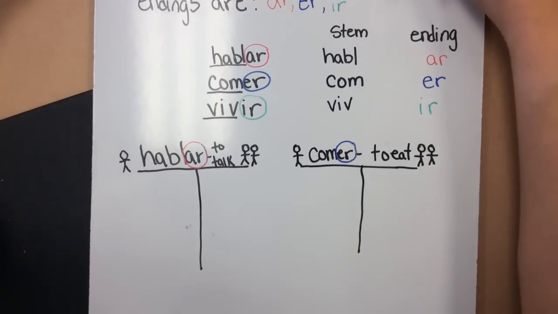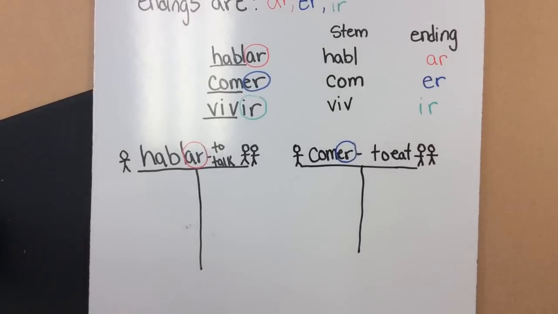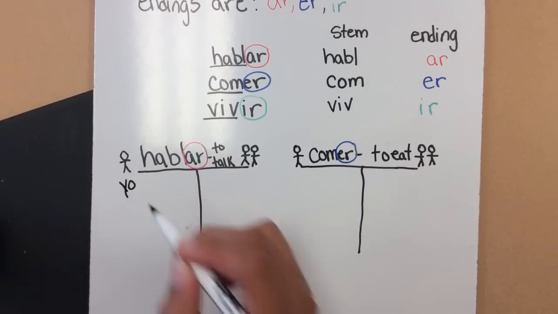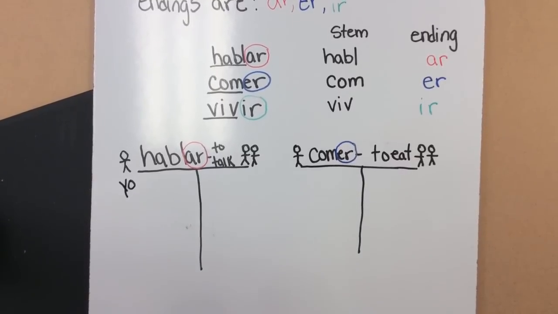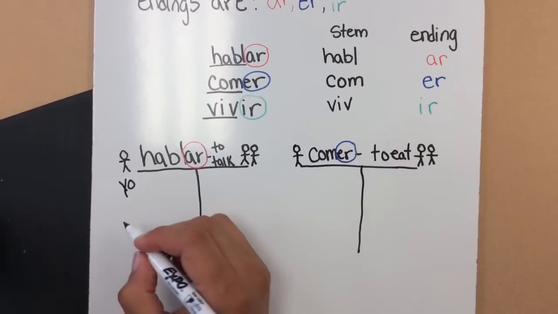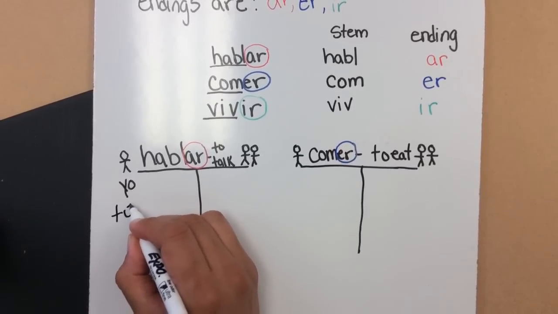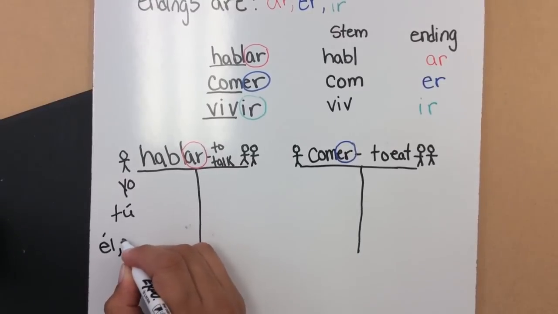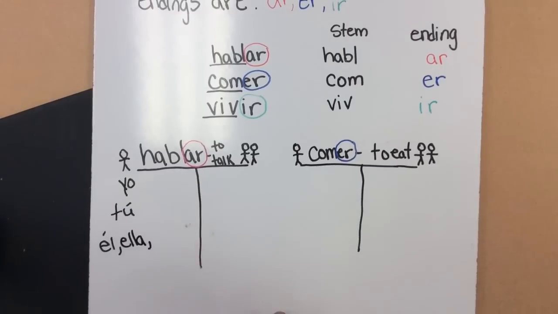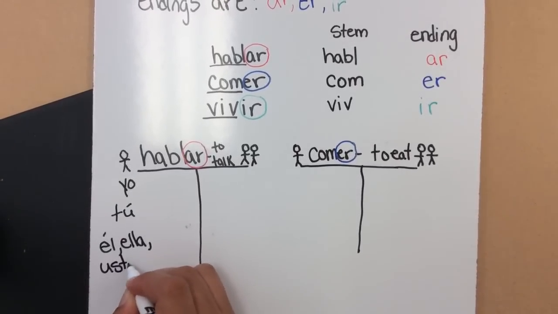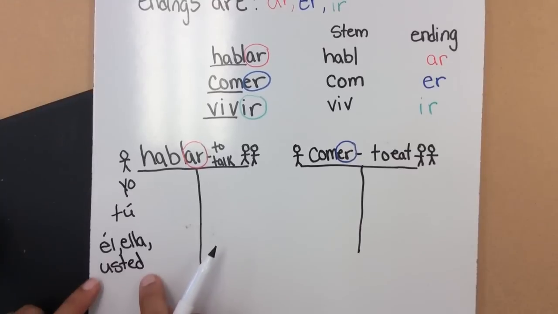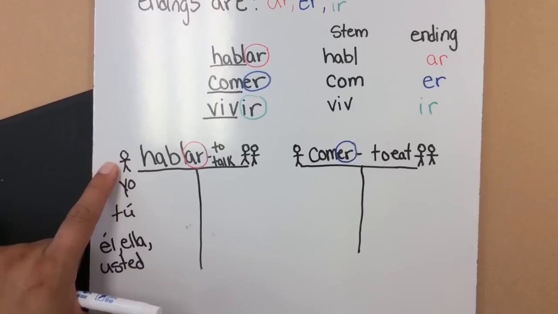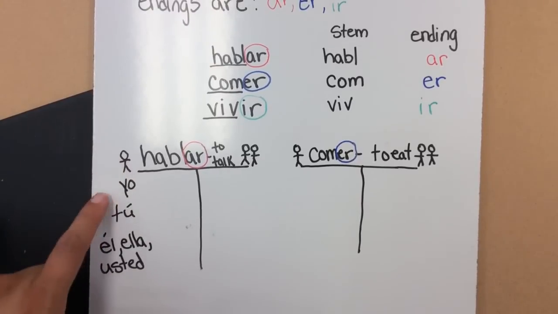If you will remember that your subject pronouns are I in the first person, which is yo, tú, which is you, second person, and that is second person familiar, tú. Then you have él, which is he, ella, which is she, and then you have usted. Notice that I clustered these 3 because they have the same conjugation. Now, remember that our left side is singular. This talks about individual people.